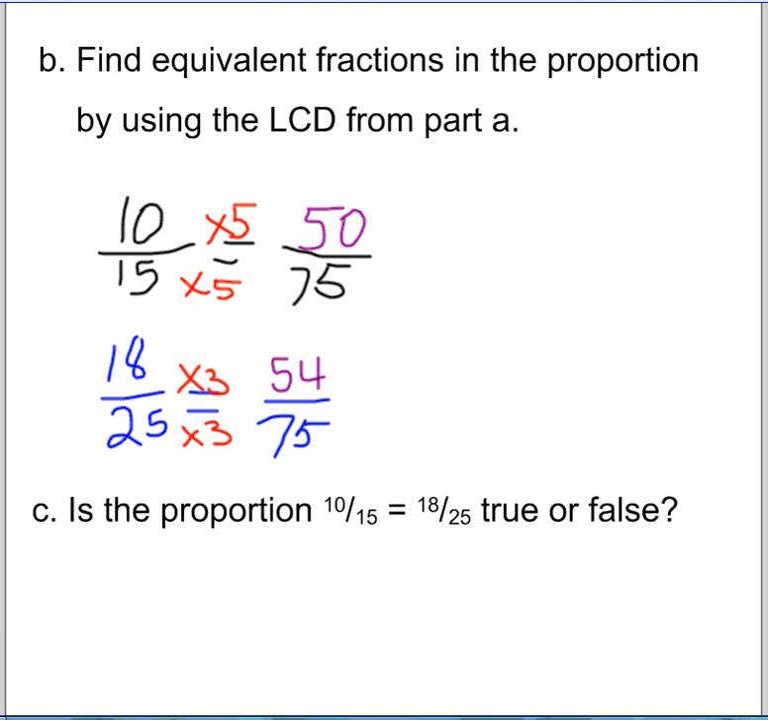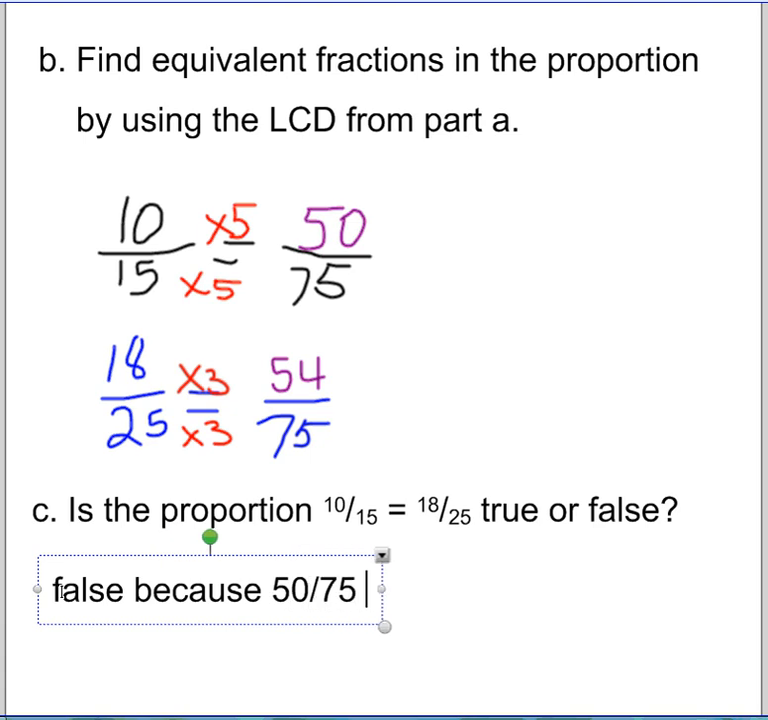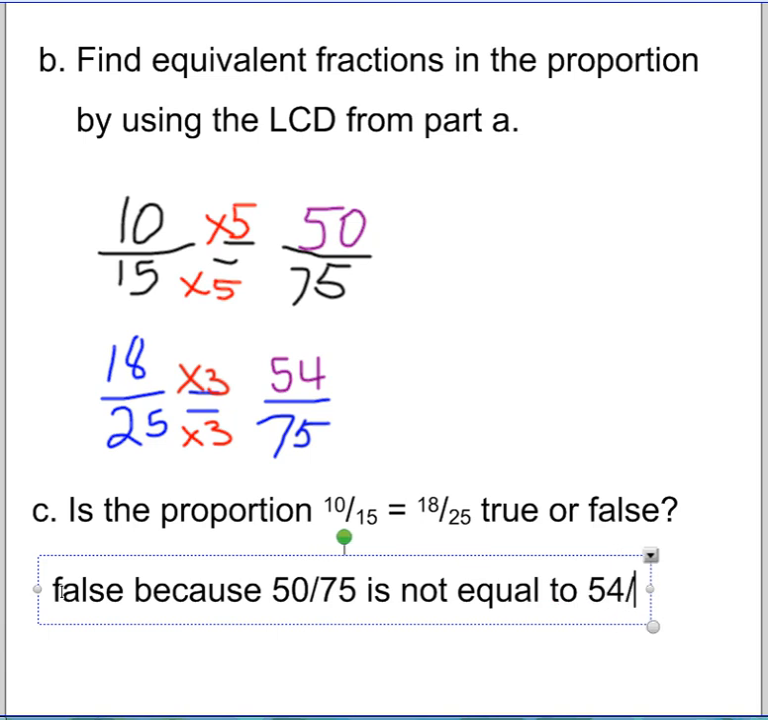And so is the proportion 10/15ths equaling 18/25ths true or false? It is false because we found our equivalent fractions of 50 over 75 is not equal to 54 over 75. So equivalent fractions are not the same value, and so therefore our proportion is false. They're not worth the same amount.